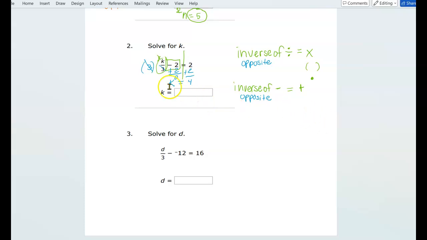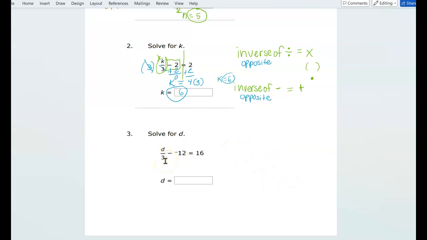What we do to one side, we need to do to the other side of the equal sign. So what did we do? We multiplied by 3. So 4 times 3, you're right, is 12. So k equals 12. Or we can write it like this, k equals 12. Righto.